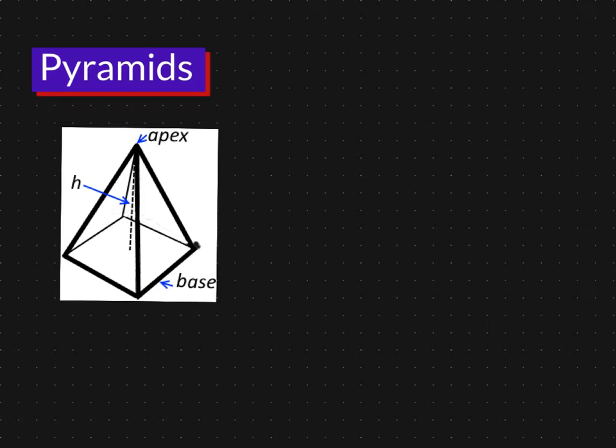A pyramid is a straight-sided figure with a flat base, and here's the base right here, and the sides come together at a point called the apex. And the base of a pyramid is often a square or a rectangle or a triangle.